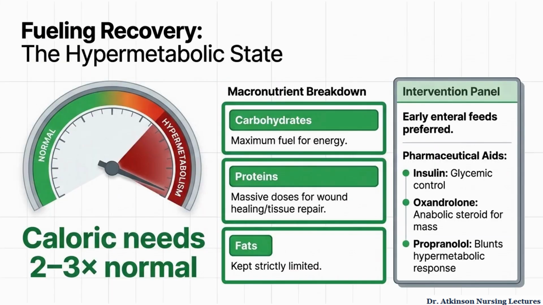Your patient's hypermetabolic state demands 2 to 3 times normal calories, with carbs as the preferred fuel, protein in massive doses for wound healing, and fat kept strictly limited. Insulin controls glucose, oxandrolone helps preserve muscle mass, and propranolol blunts the hypermetabolic response itself.